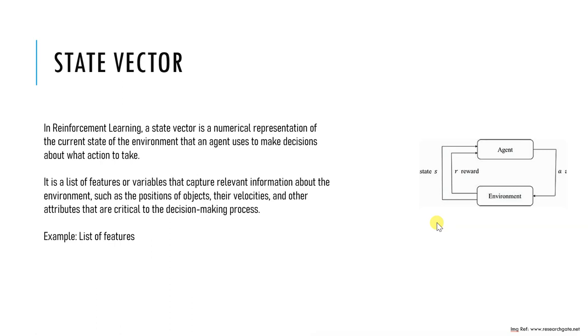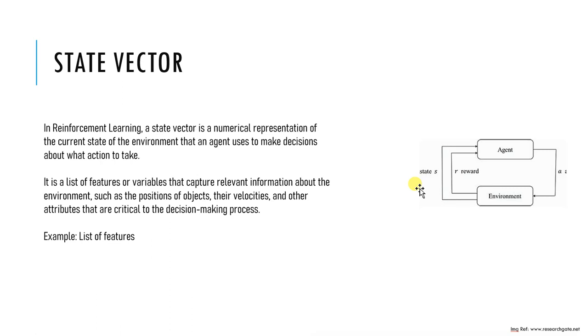It is important to note that the state vector is problem specific and varies depending on the task at hand, so it can be different for different things. Therefore it is crucial to design an appropriate state vector that captures the relevant features of the environment and provides the necessary information for the agent to make optimal decisions, not the irrelevant features. That is what state basically represents.